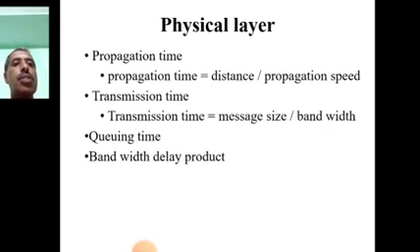Propagation time is equal to the total distance between sender and receiver divided by propagation speed. Transmission time is the total size of the message divided by the bandwidth of the system. Queuing time is the waiting time of one data packet for another data packet. So bandwidth will be delayed for the protocols.